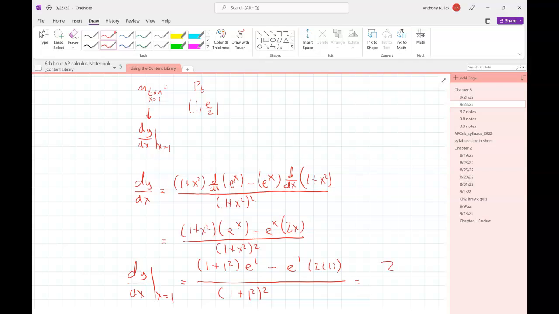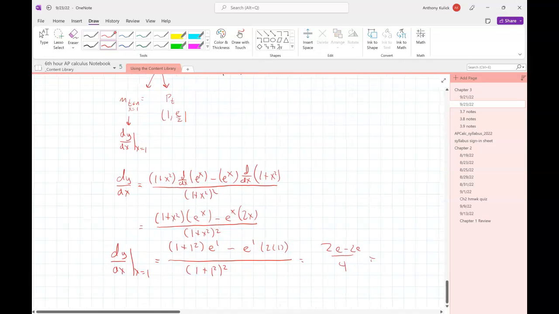So what do I get here? I get 2e minus 2e over 4. Oh. That's 0. So the slope is 0.